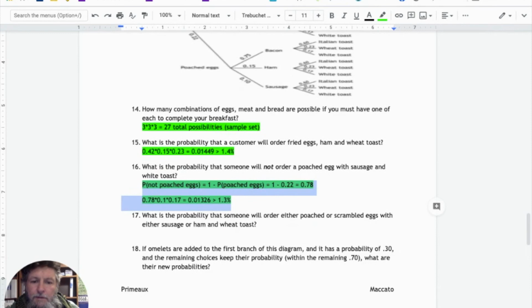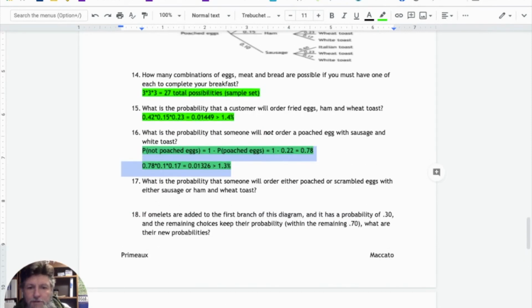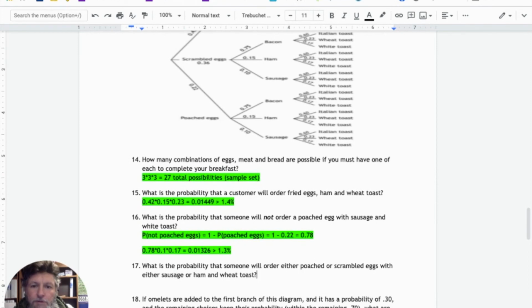Okay, so what is the probability of someone ordering either poached or scrambled eggs with either sausage or ham and wheat toast? So we add those probabilities together. Poached and scrambled together is going to be 0.22 and 0.36, so let's put that in parentheses, 0.22 plus 0.36. And that's multiplied through sausage or ham, which is 0.1 and 0.15. We add those probabilities together in the same event, and then we're going to multiply by the probability of getting wheat toast, which is 0.23.